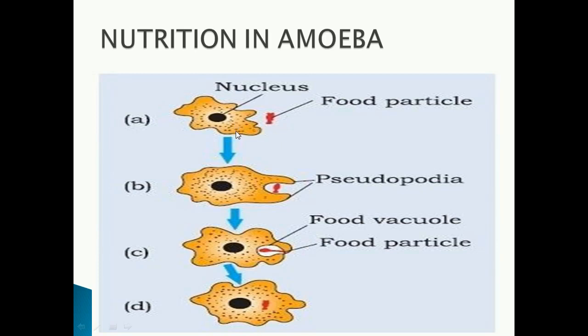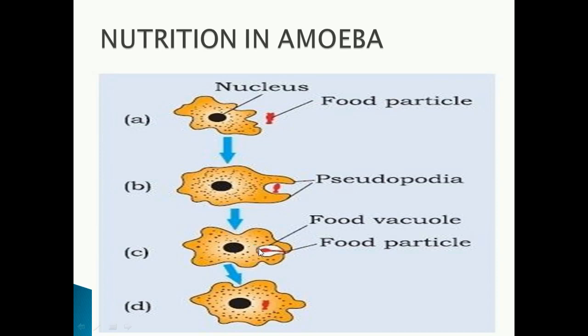Then you know that amoeba has no mouth or digestive system. Once the food is engulfed into the body, it will form a food vacuole. You can see here. Once the food has entered the body, it forms the food vacuole. Digestion of the food particle is possible by digestive juices. So when the food is taken in and forms a food vacuole, digestive juices are secreted by the amoeba, and they will digest the food particle.